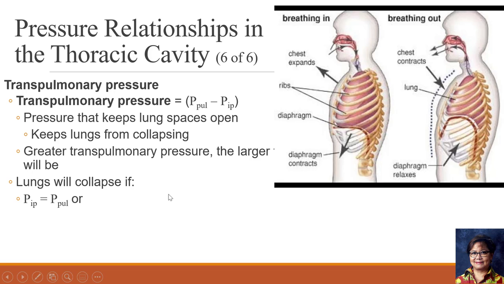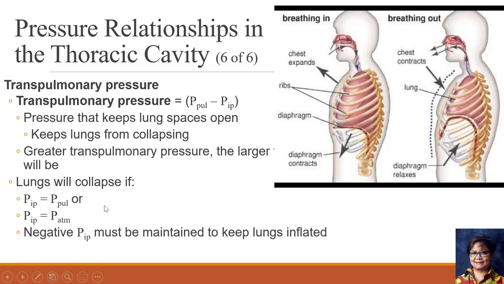If your intrapleural pressure is equivalent to the pulmonary pressure, the pressure in the alveolar sacs, or if the intrapulmonary pressure is equal to the atmospheric pressure, then the lungs will collapse. So in the end, negative pressure must be maintained in order to keep your lungs inflated. This is the sucking effect on the lungs, so that the lungs will stay expanded.